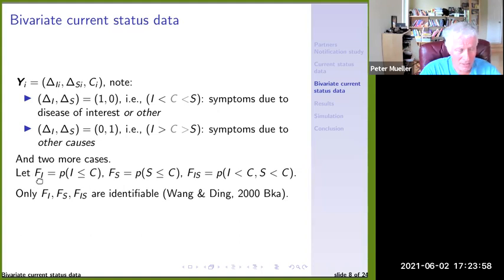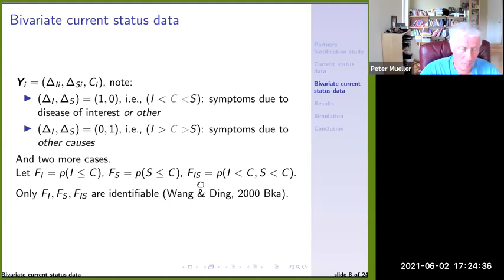Let's denote with F sub I just the univariate CDF for infection. That would be the likelihood contribution of a left censored observation on infection. F sub S is the univariate CDF for time to symptom. So that would be the likelihood contribution of a left censored observation on symptom. And F sub IS, that's the likelihood contribution for a left censored bivariate observation on infection and symptom.